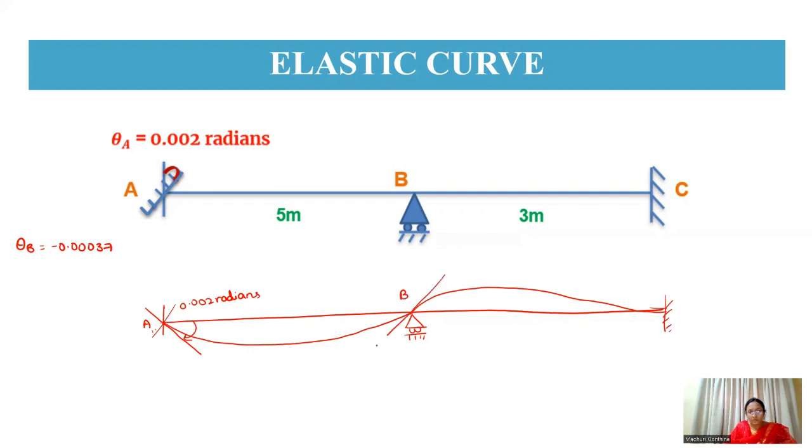At B, when we draw a tangent, you have an anti-clockwise rotation of 0.00037 radian. At C, the rotation has to be 0. So this is the elastic curve we have drawn for the above problem.